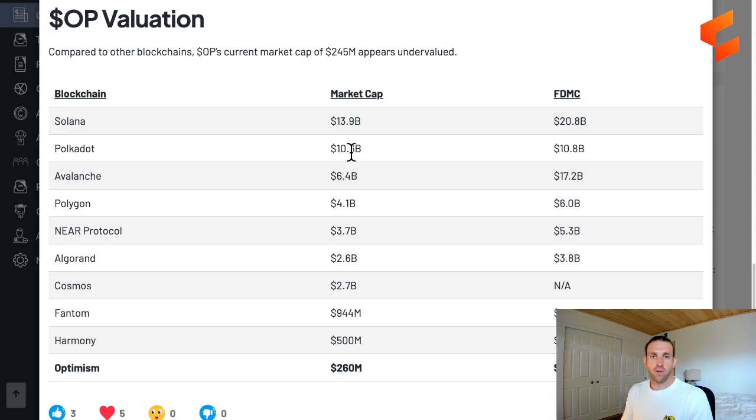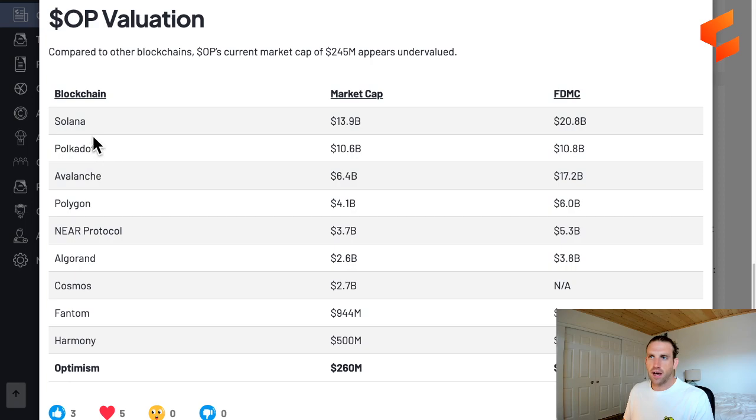On the CollectiveShift.io platform, we wrote an article yesterday going through a lot of the things that I'm talking about in this video, but a little bit more in depth. And in this, we compared the OP valuation to other blockchains. We chose Solana, Polkadot, Avalanche, Polygon, Near, Algorand, Cosmos, Phantom, and Harmony. Now, some of these are layer 2s, some of these are layer 1s. The defining of blockchains is kind of still being written at the moment.